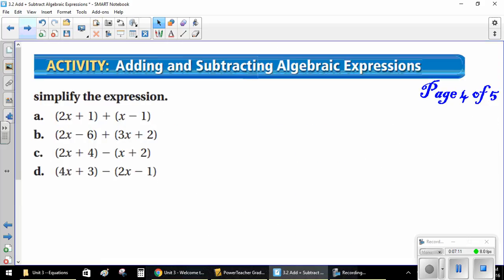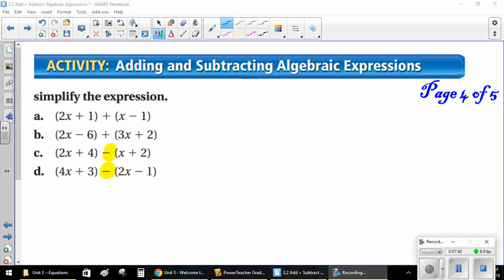What I'd like you to do is try examples A, B, C, and D. And when you're ready, I will go through them. So pause now. Try to at least do one of these on your own and see how you're doing. Just be careful with C and D because there is a minus sign between the two problems, and that does change things a little bit. So when you're ready, unpause the video and go through the solutions with me.